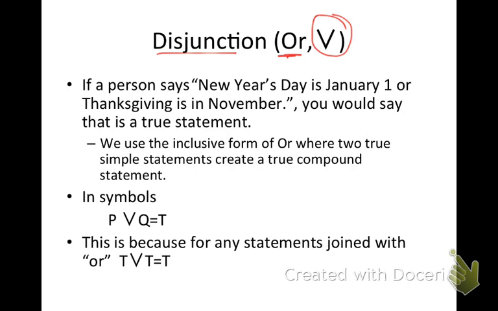Now, only one of them would have to be true if I use an or in order for me to be making a true compound statement. So that's the big thing to remember when you're memorizing these. In an or, you only need one true to be true, but in an and, you need both true to be true. So in symbols, what I've just said would be P or Q equals true. And that's because the arithmetic fact for or is true or a true will result in a true.